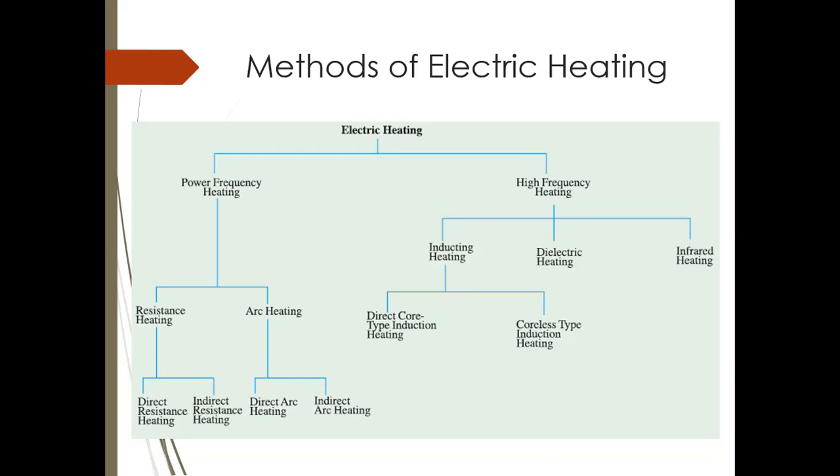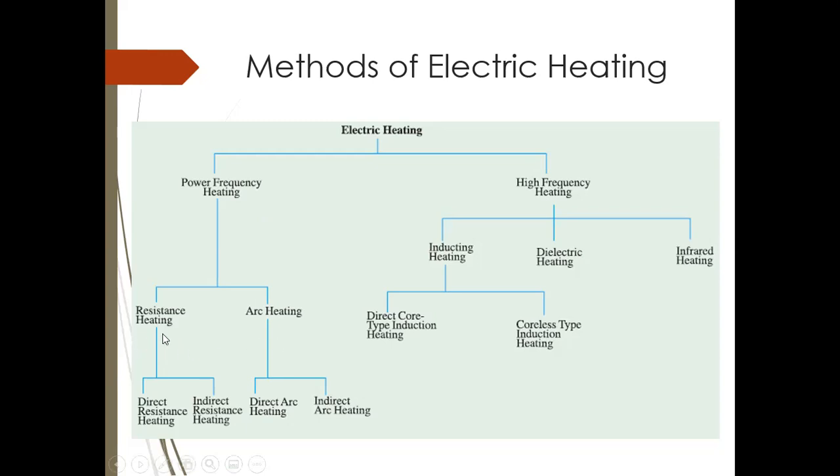In electrical technology, different methods of producing heat for general, industrial, and domestic purposes may be classified as in this figure. You can see that electric heating can be produced by using power frequency heating methods and high frequency heating methods, and these are divided into different methods. Power frequency heating is subdivided into resistance heating and arc heating.